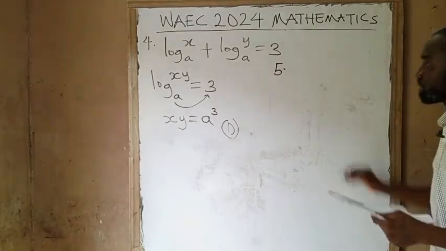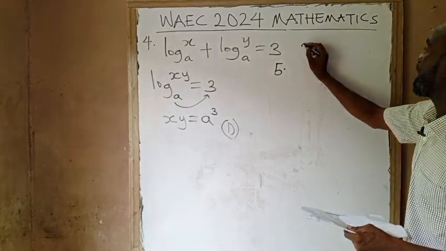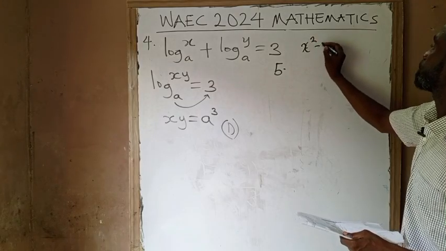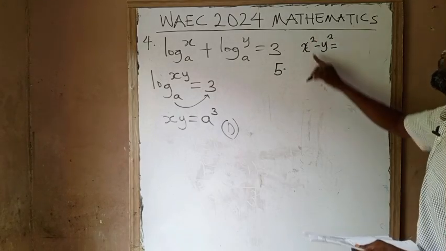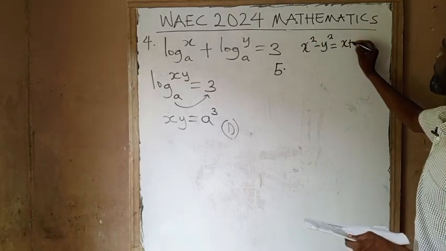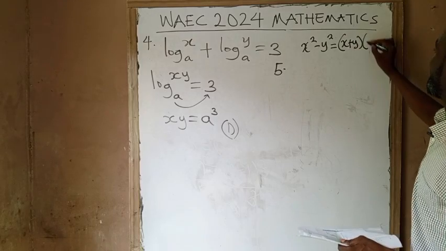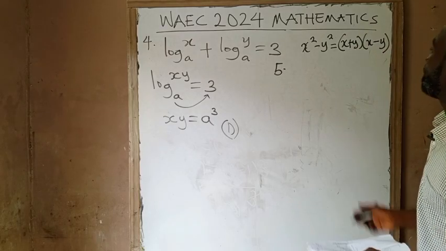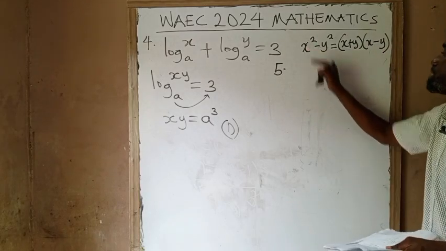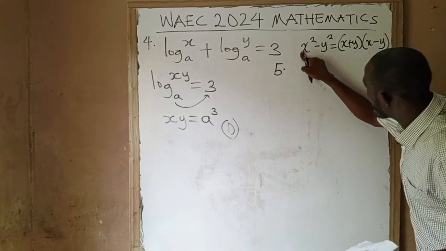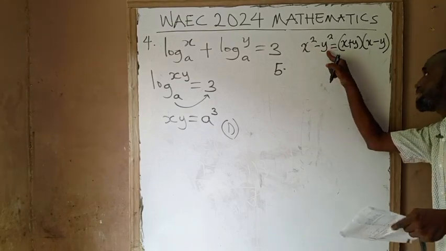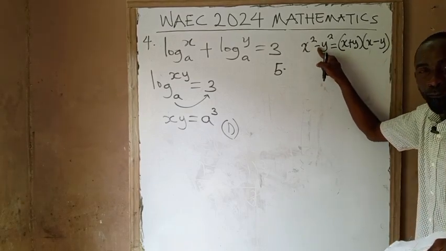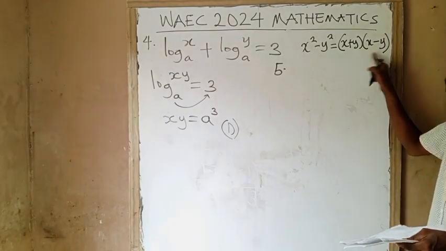So for the first one, whenever I have x squared minus y squared, the rule says I will have x plus y in one bracket and x minus y in the other bracket, for difference of two squares. What does it mean? It means I have a number squared, I have another number that is squared, and I have minus in between them. This will be our result.